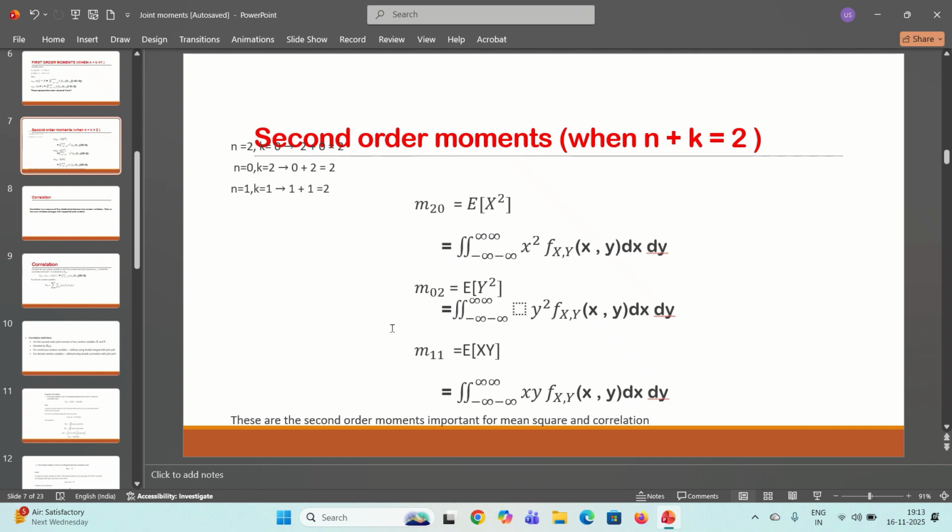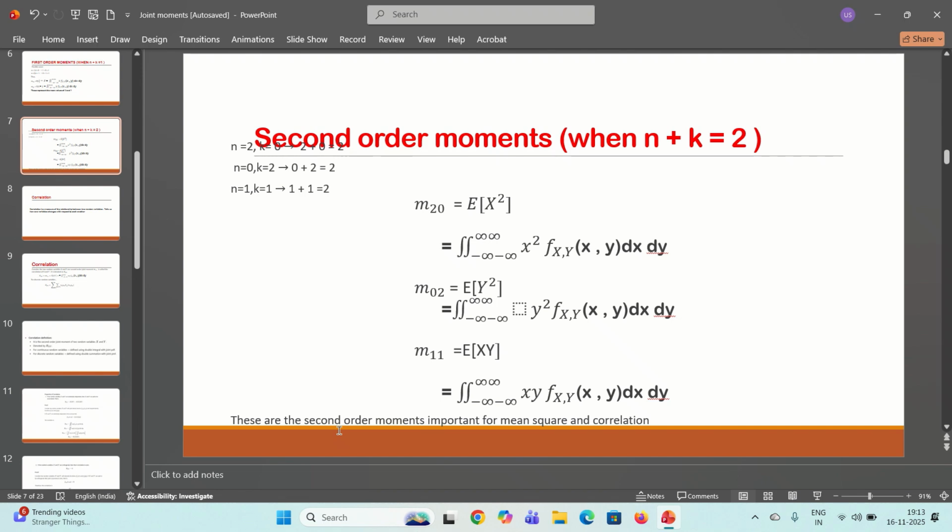Let us see the third case. This is the special case in second order joint moment. This is M11 equals expectation of xy, that is the double integral from minus infinity to infinity of xy f of x comma y of x comma y dx dy. These are the second order moments, important for mean square and correlation.